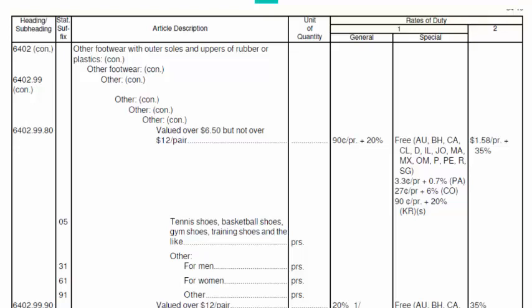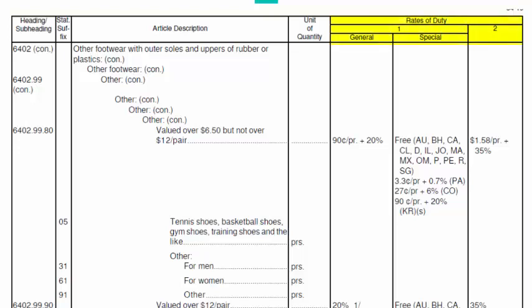Moving to the right to column 2, Cuba and North Korea, not that anyone would be bringing in shoes from North Korea, but it's $1.58 a pair plus 35%. Essentially prohibitive. That's the whole point. If a company is in column 2, they're being punitively penalized by the U.S. government because they're on a blacklist, basically.